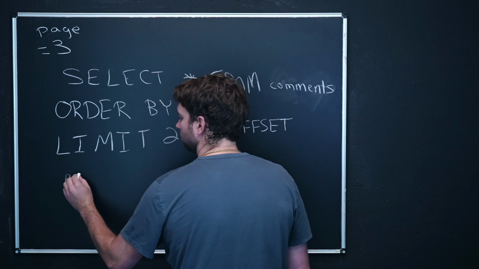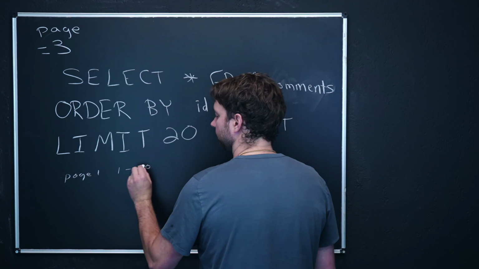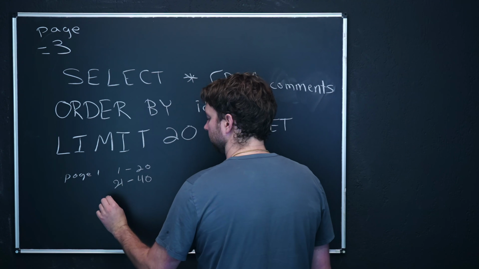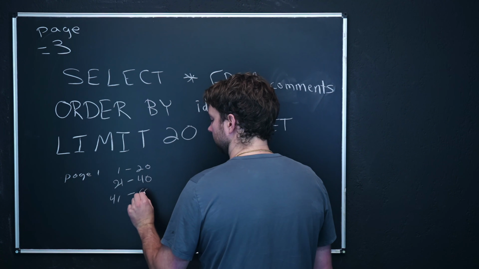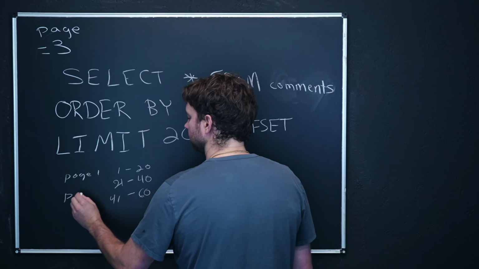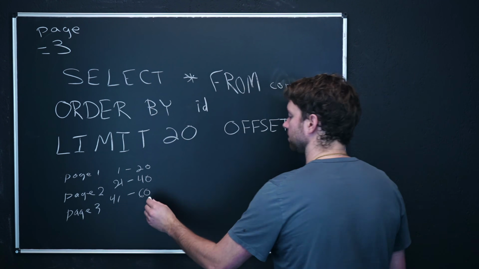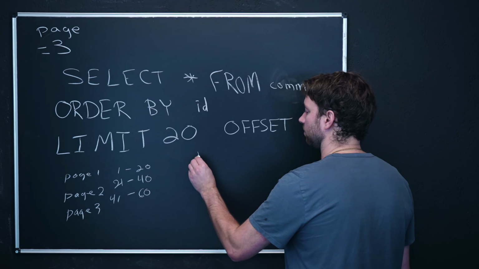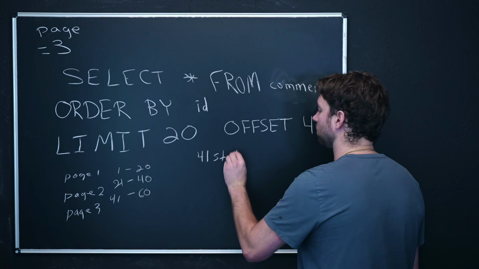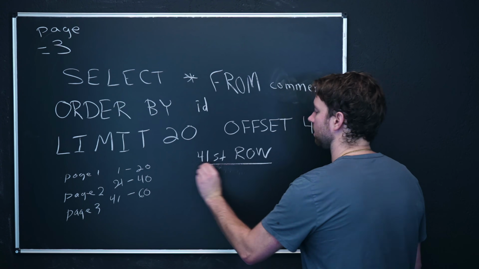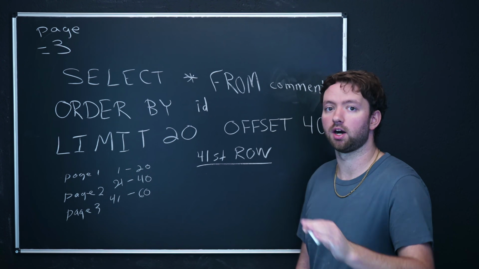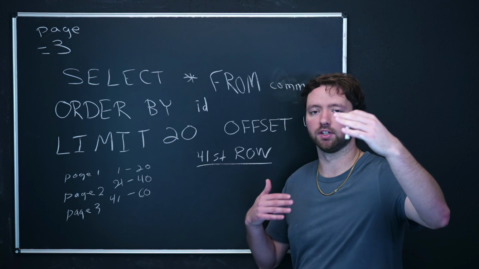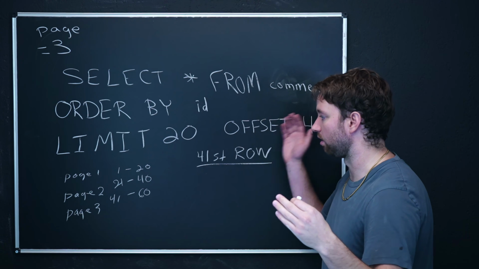So I think we mentioned page 1 was 1 through 20, then page 2 was 21 through 40, and then page 3 was 41 through 60. So if we wanted to jump to page 3 of our data, we would use an offset of 40. Now the important thing to understand here is that this is going to start with the 41st row. So this does not have knowledge of the actual ID value. This is going off of row counts. It just so happens that we have a perfectly sequential number from 1 all the way up through 40.